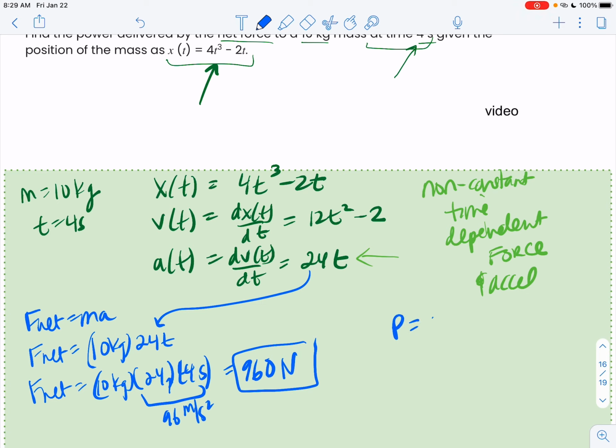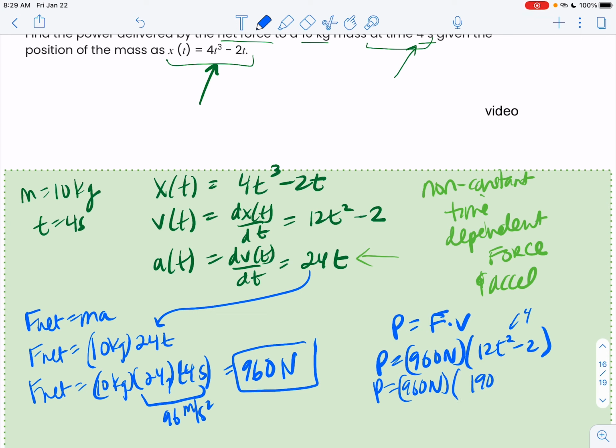Now if I want the power, I need F times v, and assume it's all in the same direction because we're not given any information. So 960. Now I need the velocity at 4 seconds. If I plug in a 4 there, then I'll get 190 meters per second. And then the power being 182,400 watts at 4 seconds. And you can see if the time is different, everything's going to be different, because everything is time dependent.